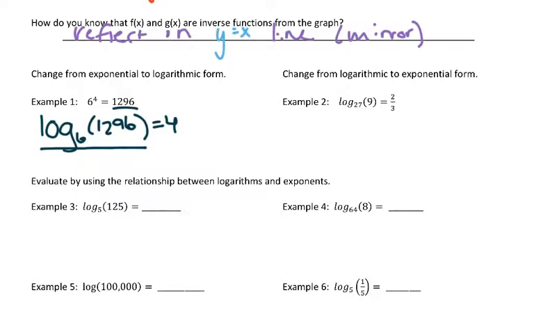The next one wants to change from log to exponent form, and this is actually the most common that we're going to be doing, because then we can actually solve, because we know how to solve a lot easier with exponents. So how do we do that? 27 as our base needs to be brought to a power, and that power is not going to be 9, that power is going to be 2/3, and then that's going to equal what we have inside, which is 9.